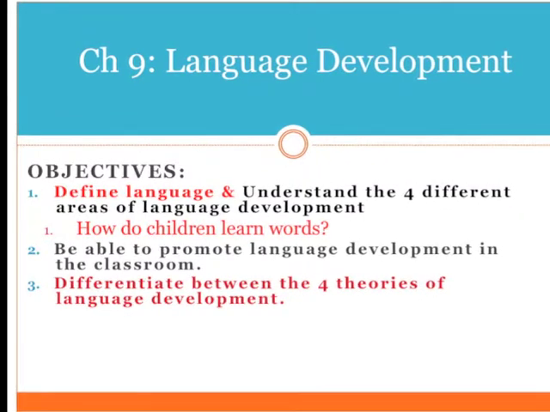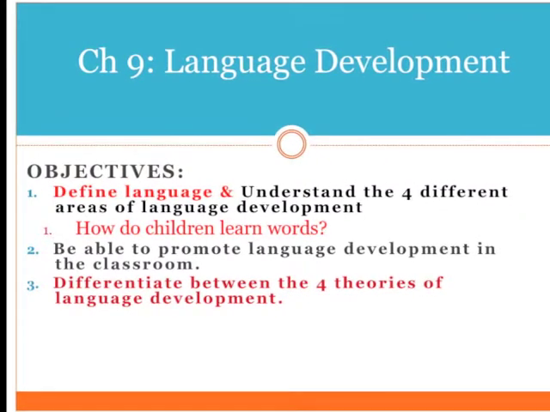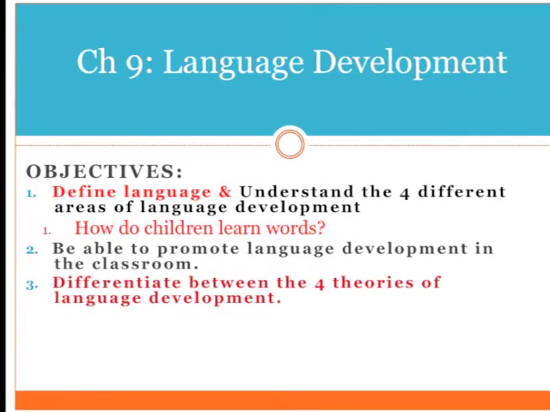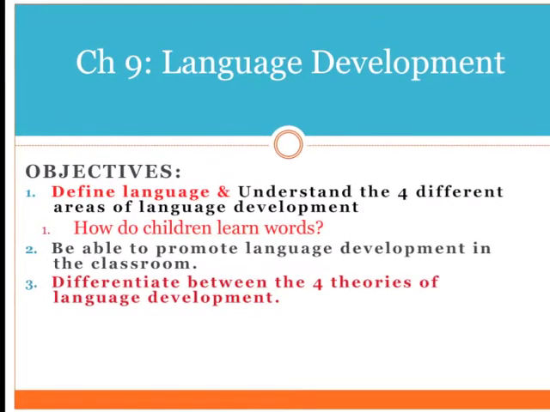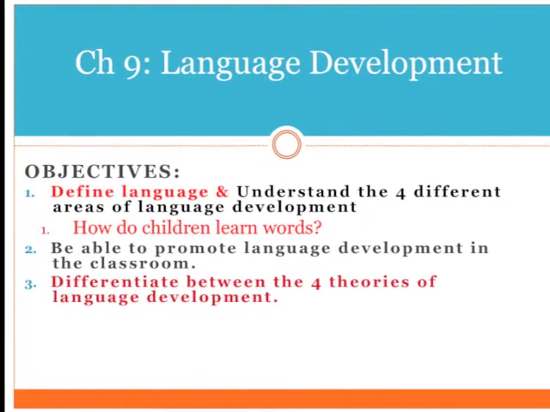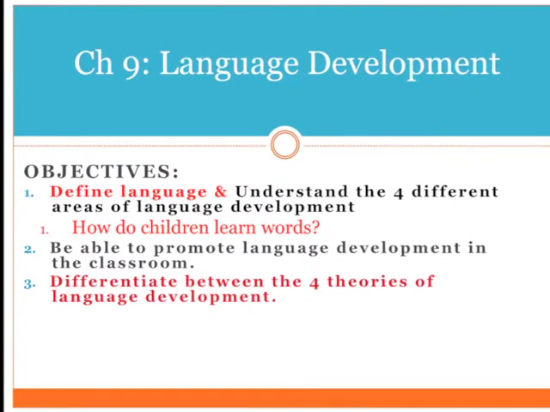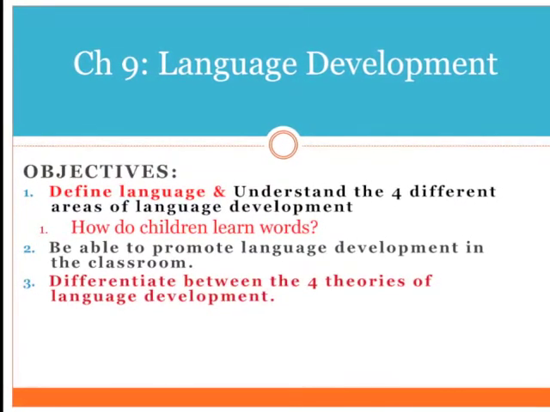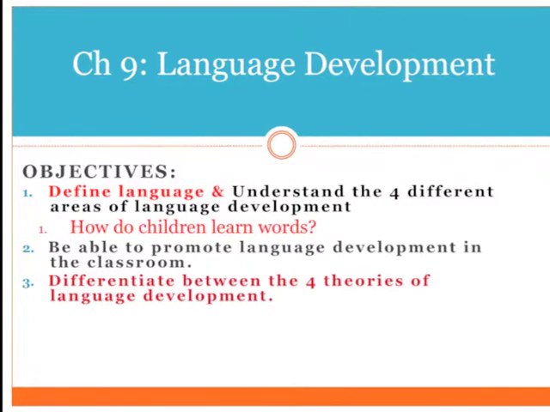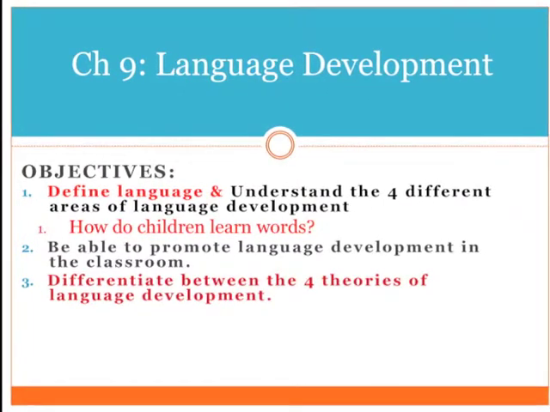The objectives that we are going to work to cover here include a definition of what language is. We will talk briefly about the 4 different areas of language development. Then we'll focus more on how children learn words. The last part of the lecture will look to differentiate between the 4 theories of language development.